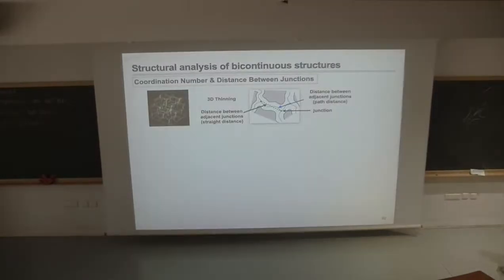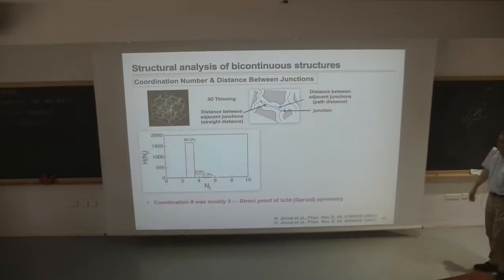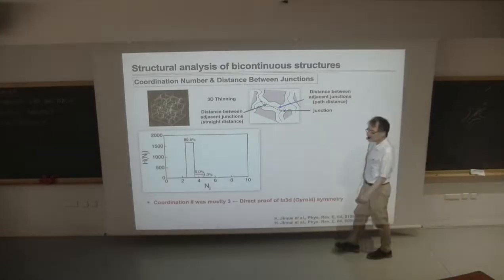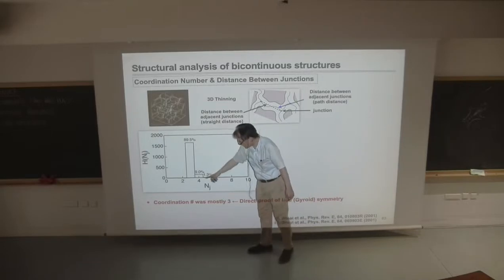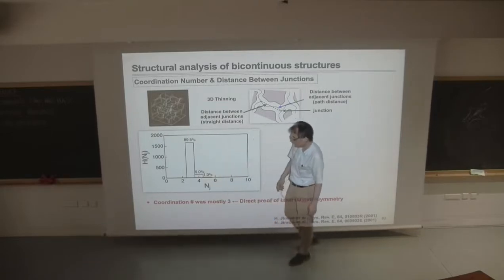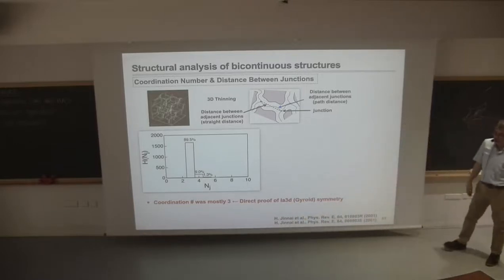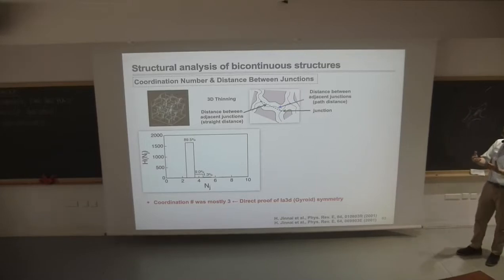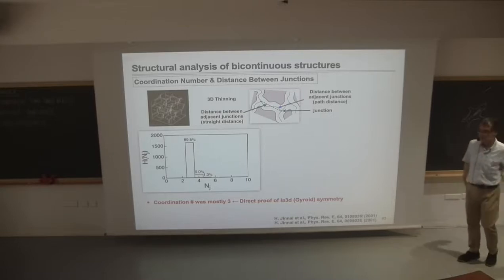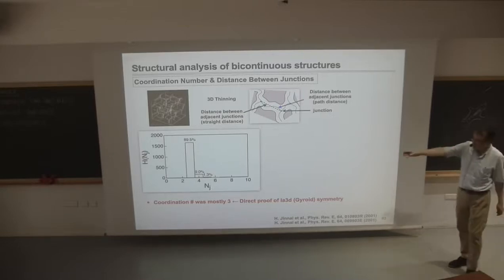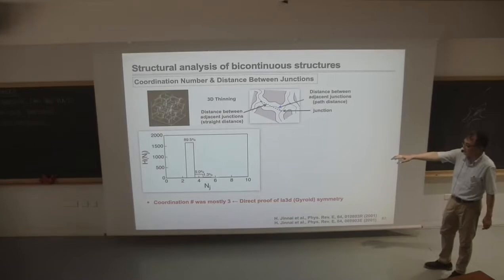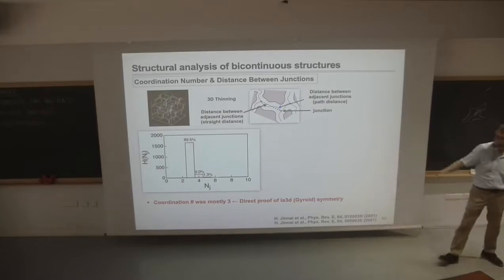So the result is good, 3 connector, 90%. And there's 4 and there's 5, and we found this 4 is more or less related to the defect, and sometimes the independent 2 networks coming together, or those kinds of things. So this is a direct proof that the phase separated structure is a gyroid.